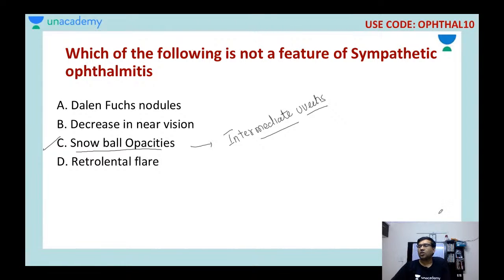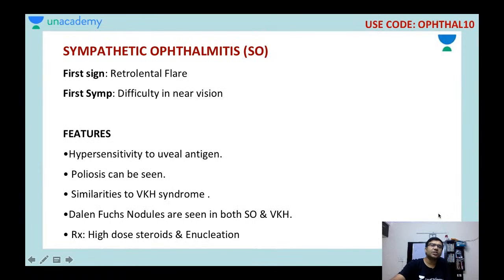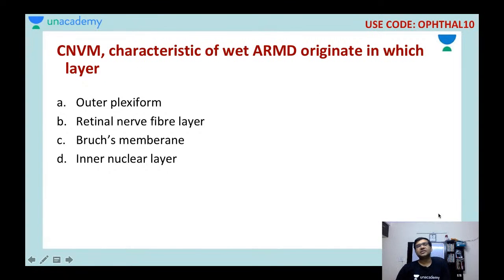Okay, they are the signs of intermediate uveitis. Chalo. Let's move to our next question. The next question is: choroidal neovascular membrane, which is characteristic of wet ARMD, originates in which layer of the retina? Outer plexiform, retinal nerve fiber layer, Bruch membrane, and inner nuclear layer.